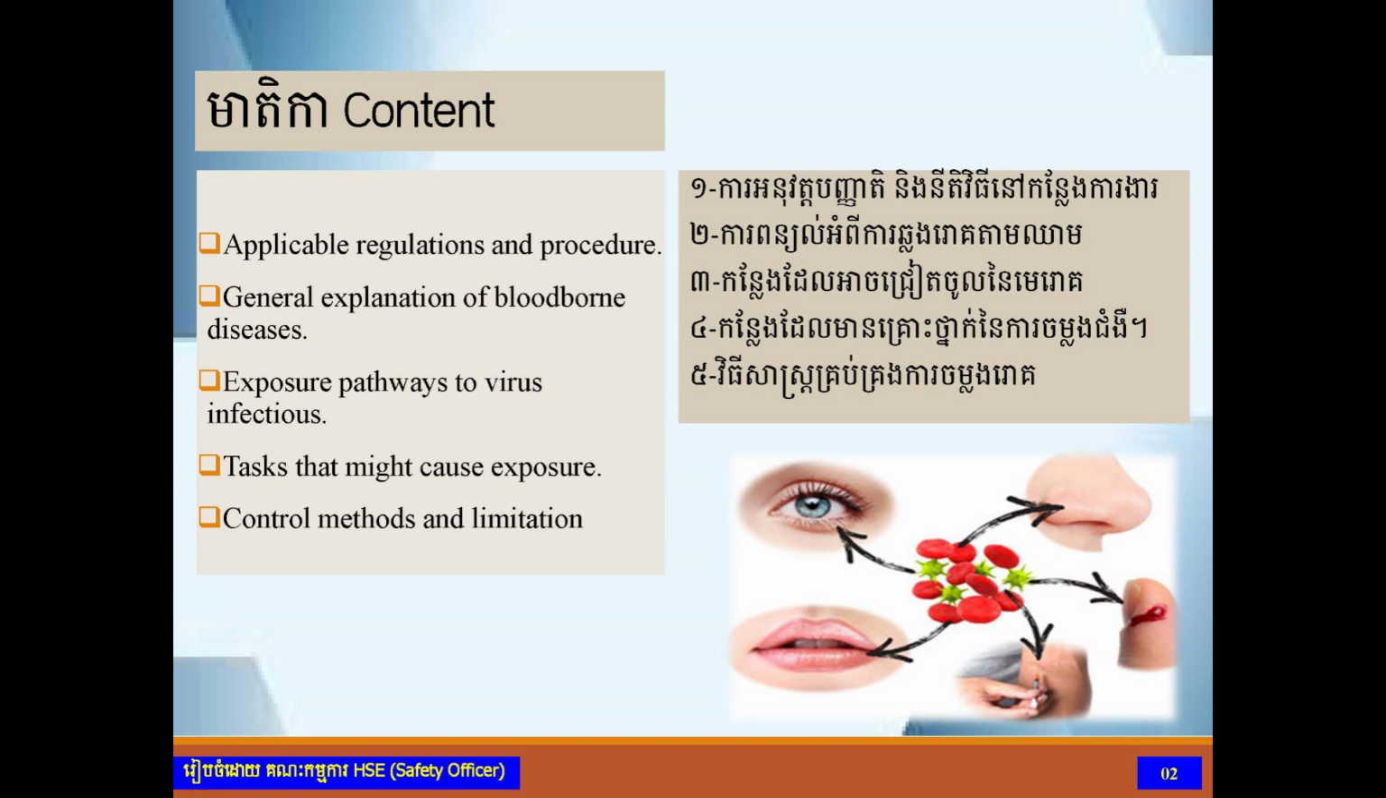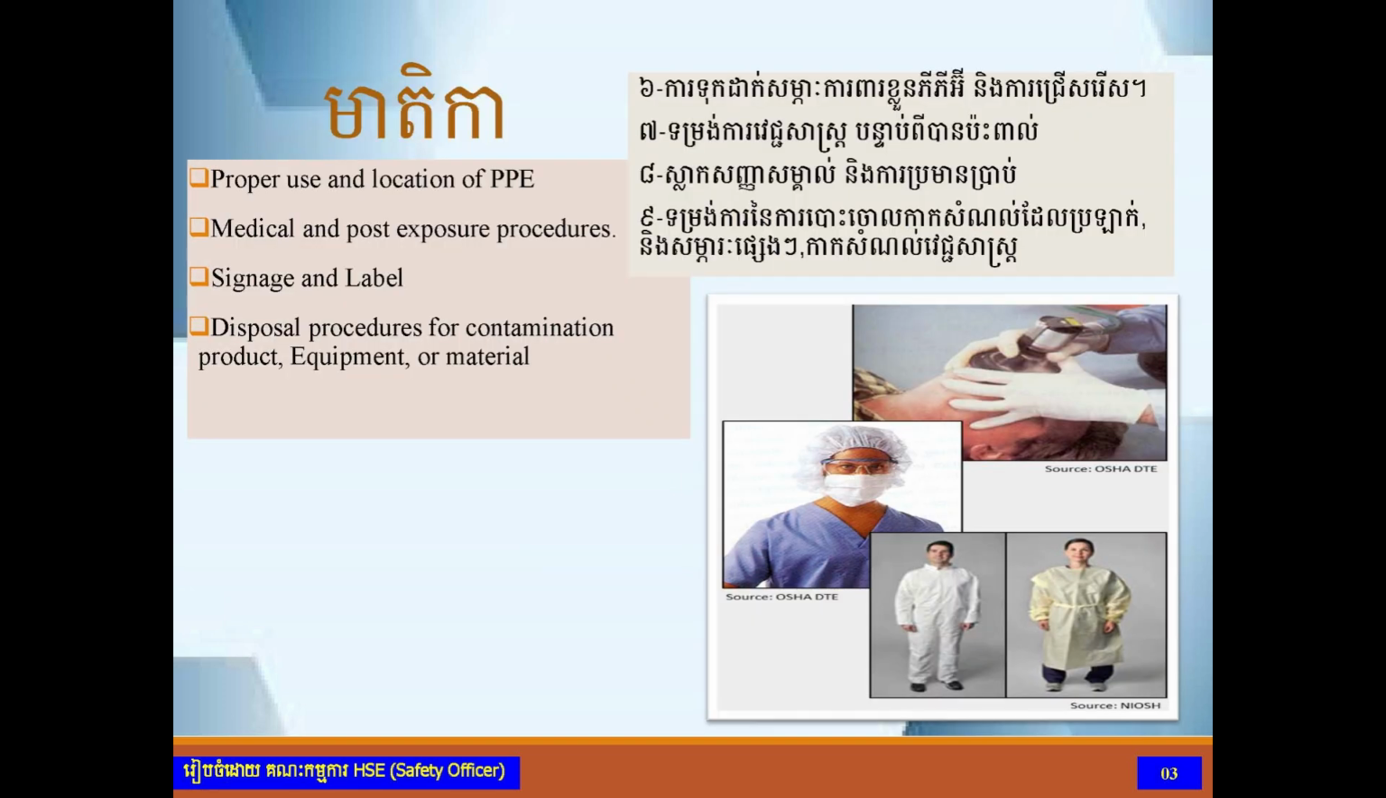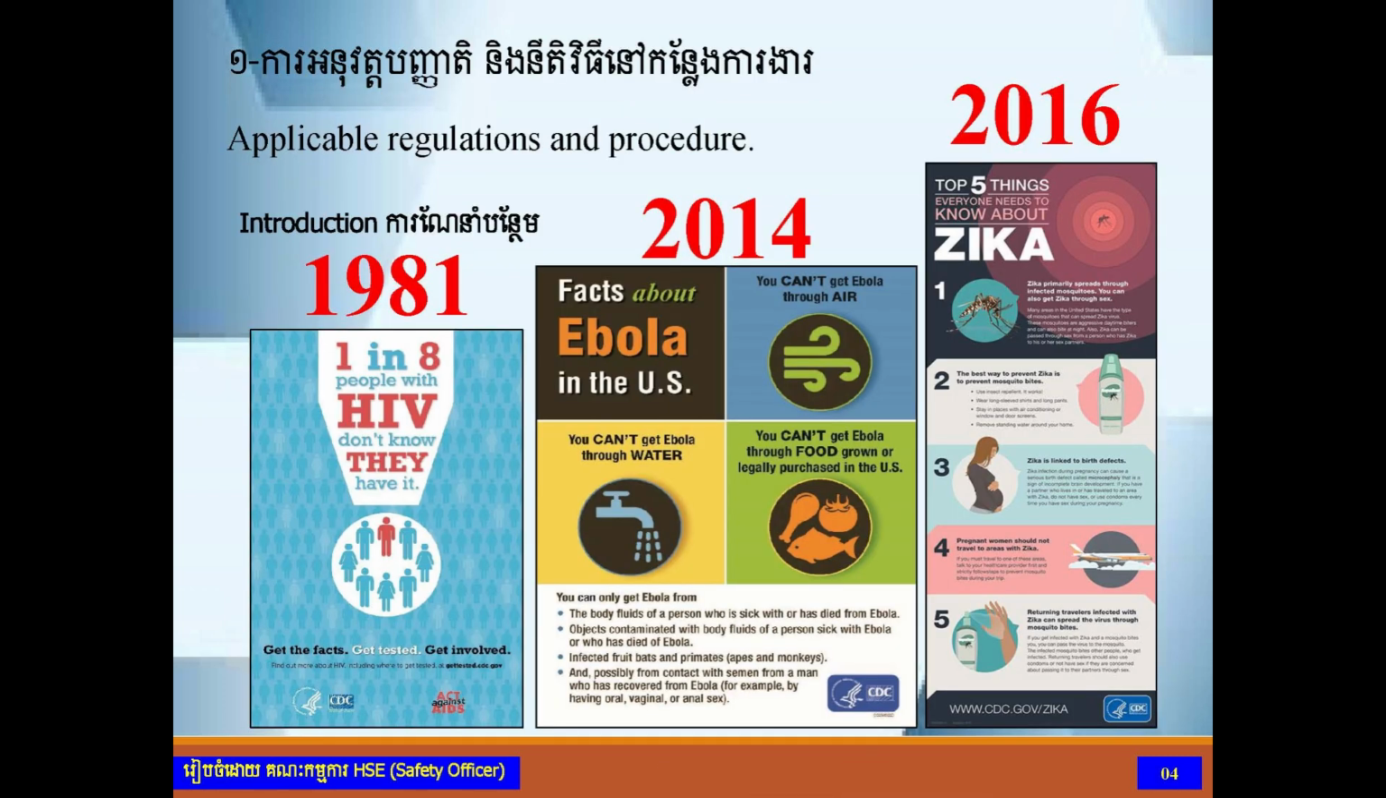Control methods and limitations. Proper use and location of personal protective equipment, PPE. Medical and post-exposure procedures. Signage and labeling. Disposal procedures for contaminated products, equipment, or materials. 4. Applicable regulations and procedures.